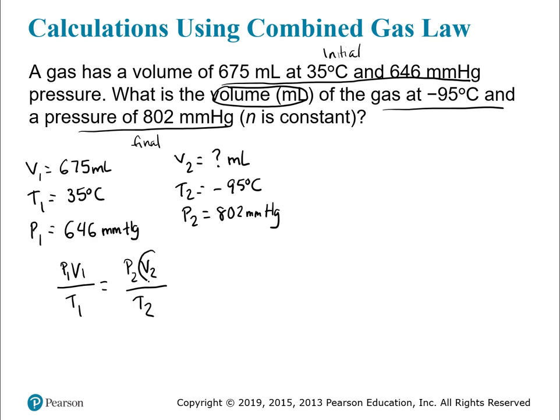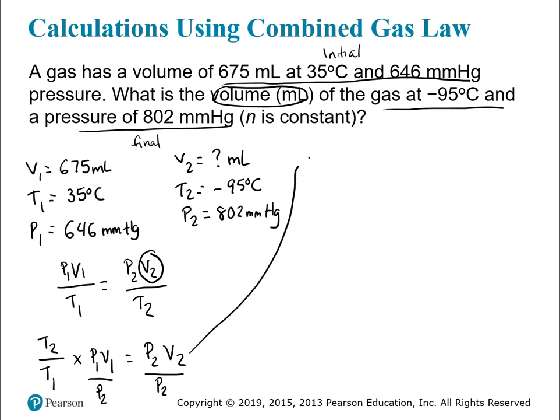The variable we're looking for is V2. So we're going to multiply by T2 on both sides. Then we need to divide by P2. And I'm going to write that up here. Again, I like to group together the like variables. So I group my temperatures, I group my pressures, and that way it's very clear what my units are going to be at the end.